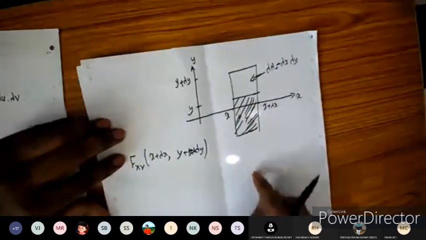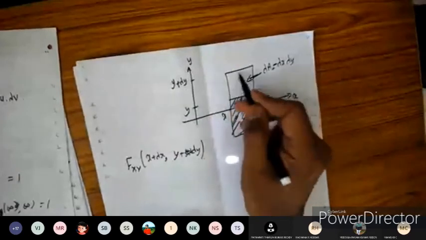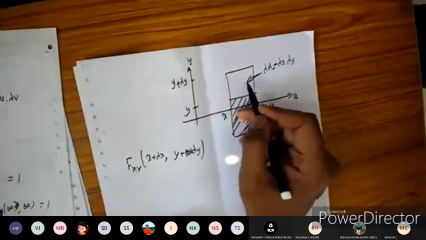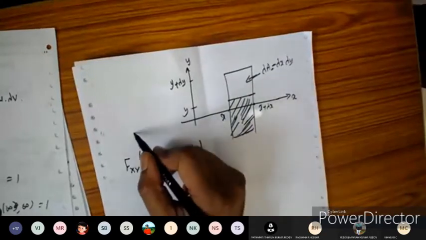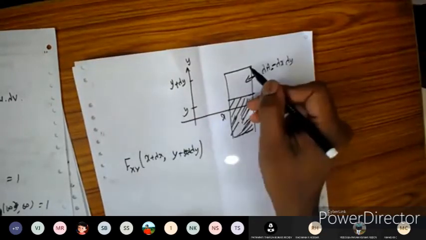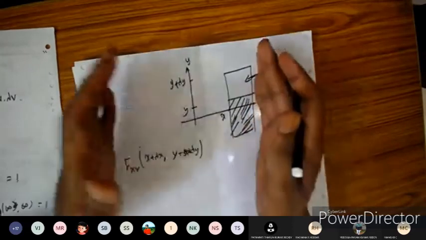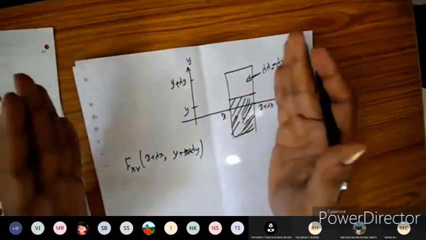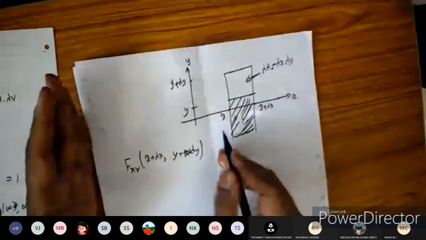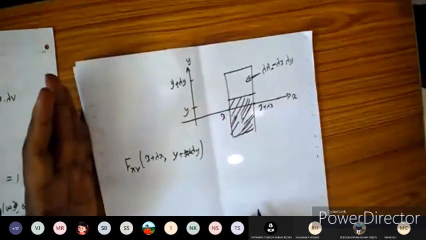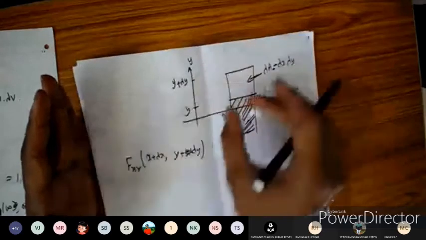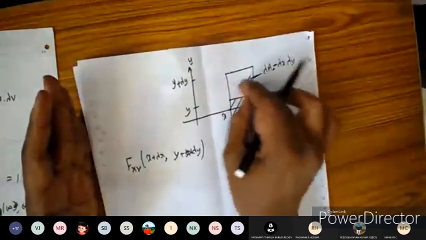Okay, so you're getting it right. If I want to find the area of this portion, one method is to find the area from x plus dx to minus infinity and y plus dy to minus infinity, so that we get the complete area. Then we subtract the area from x to minus infinity and y to minus infinity. If we subtract this, we get this part of the area.